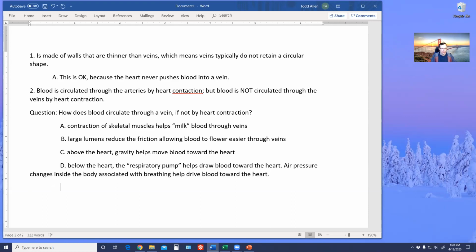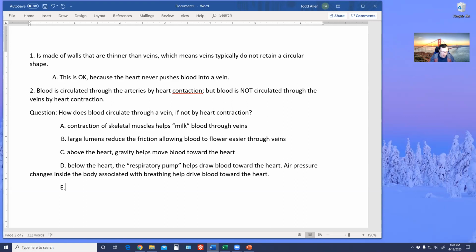Okay, so heart contraction is the primary mechanism that moves blood through an artery. That's basically it, and that's kind of easy to memorize: heart contraction. With veins, it's a lot more complicated because there's not one thing. There's a whole bunch of things that collectively ensure that blood is continuing to move through the veins to go back to the heart.